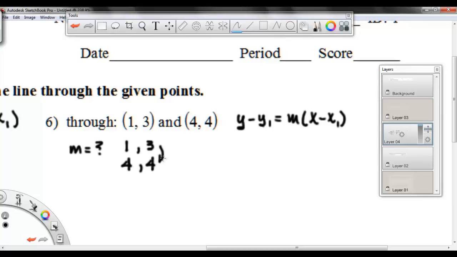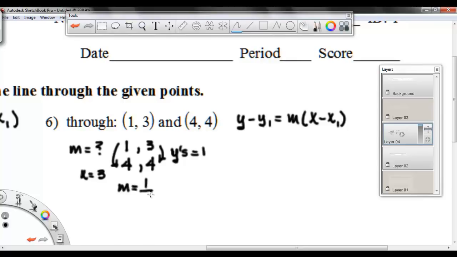Let's go ahead and see the change. It looks like the y's change by going up by 1 and the x's change by 3. Okay. Now remember, the slope is the change of y's over the x's. The y's changed by 1, the x's changed by 3, so my slope is 1/3.